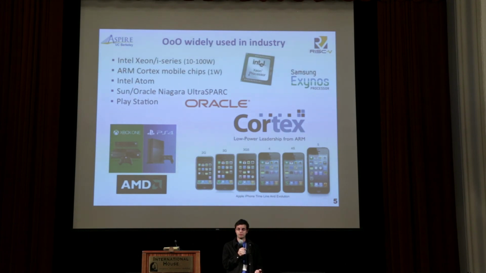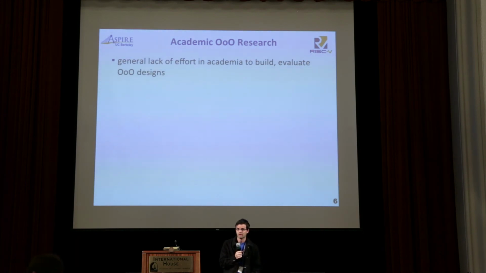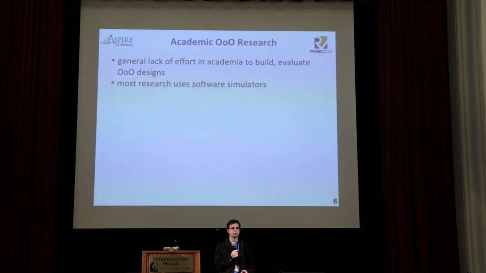Now, despite the fact that industry has moved towards this, among academics, unfortunately, there's been a general lack of effort in academia to build and evaluate out-of-order cores. There's a few exceptions I'll get to in a second. But in general, for 20 years, people have been using software simulators to evaluate their ideas, so they're not building an out-of-order core, they're building a model of an out-of-order core.